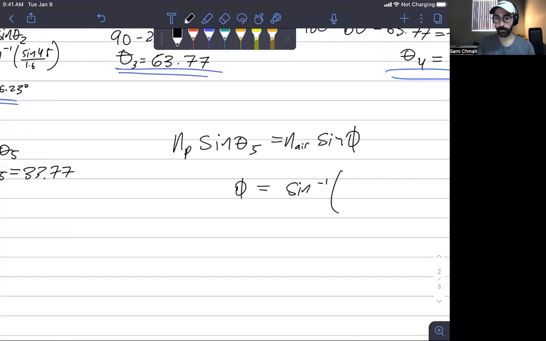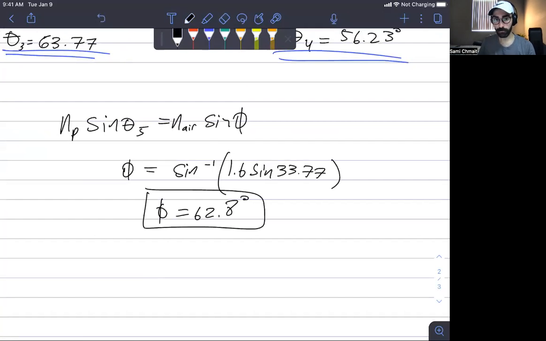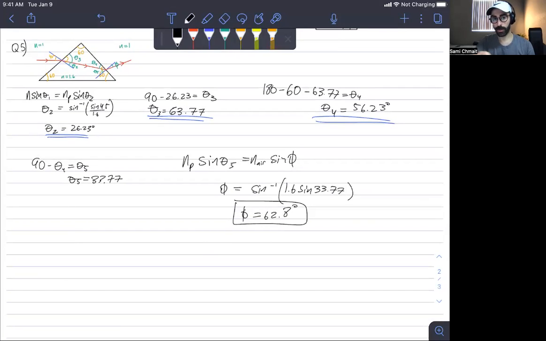Sine inverse, 1.6. That's the prism index of refraction. Sine 33.77. That's the theta 5. And then, divided by, well, we don't need to do that actually, because it was 1. So B comes out to be 62.8 degrees. Bam. Cool.